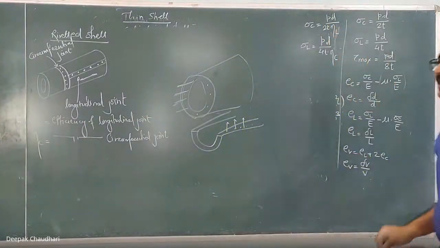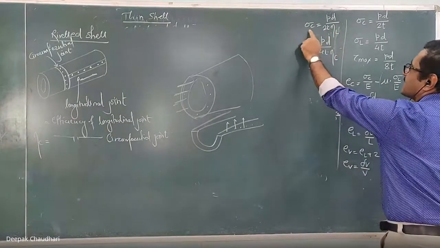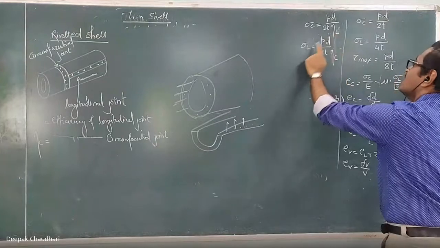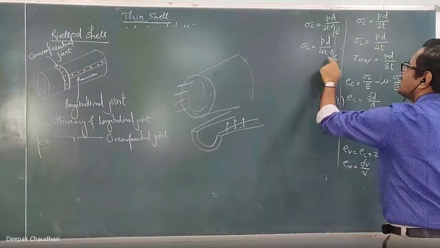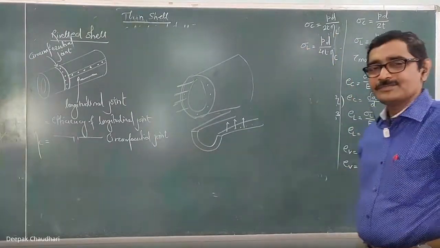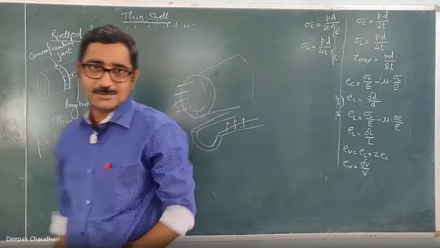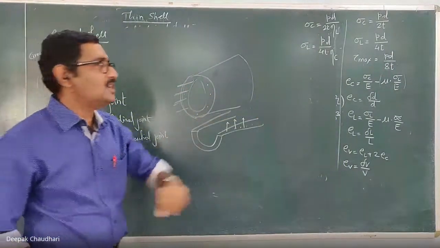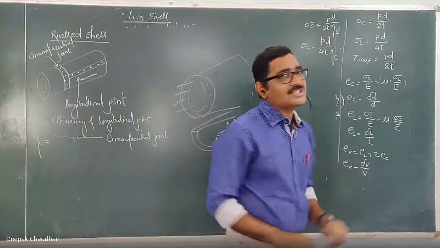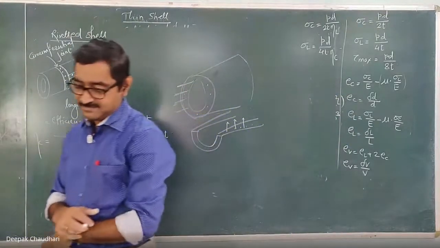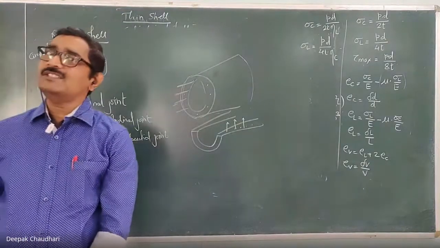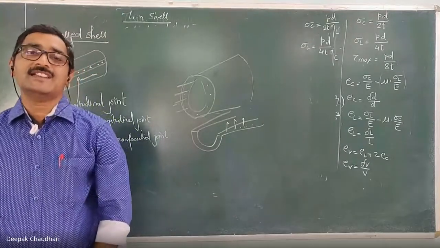Don't get confused. When it is the circumferential stress, you have to consider the efficiency of the longitudinal joint, and when there is a longitudinal stress, you have to consider the efficiency of the circumferential joint. Okay, all other formulas are the same. There will be a change only in the circumferential and longitudinal stress. Now, sometimes in the question, these joint efficiencies are given.